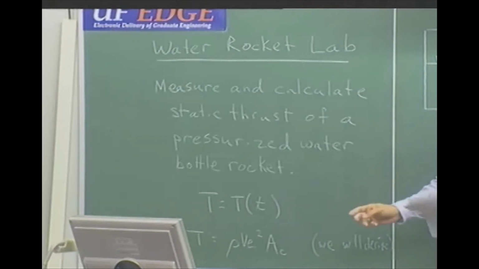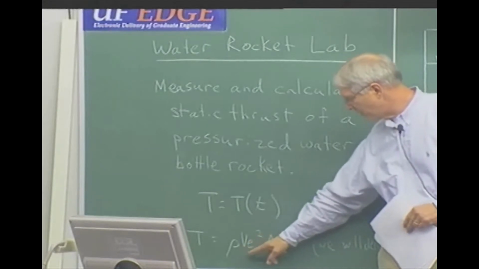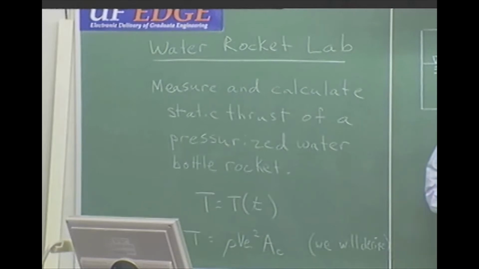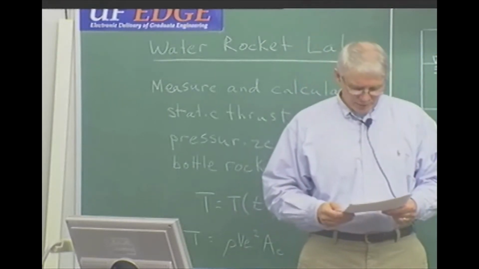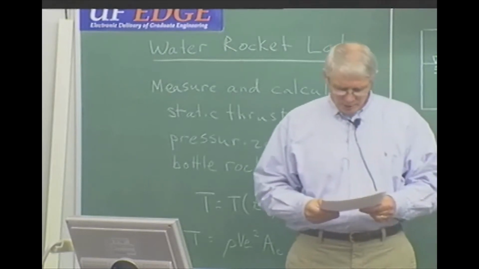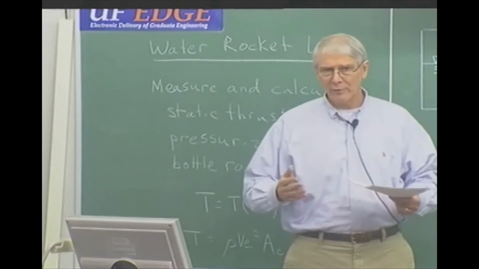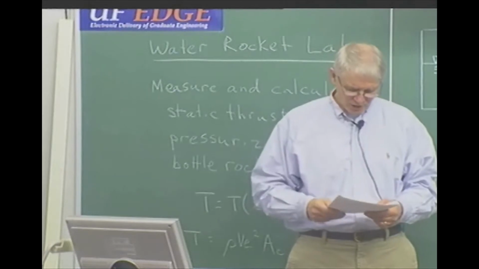And we're going to find out that the thrust is equal to what's called the momentum flux: density times the exit velocity squared times the area. We're going to derive this in just a little bit. The exit velocity depends on the pressure in the tank, but pressure is a function of time, so we have to calculate the pressure. And then the pressure depends on the volume of the air in the rocket, which is changing in time, and that depends on the height of the water. So we're going to have to calculate the height of the water as it's changing.